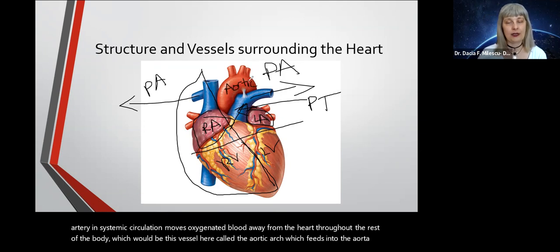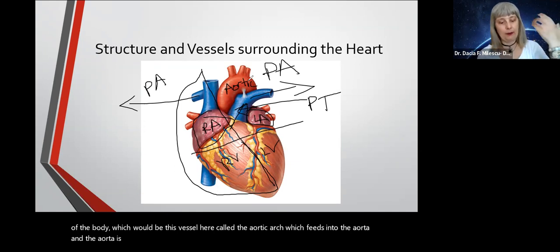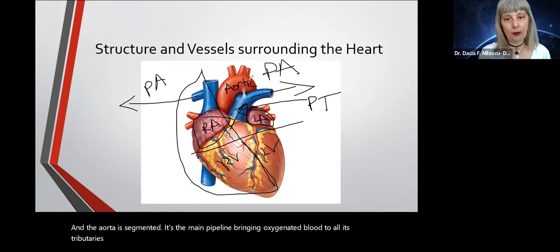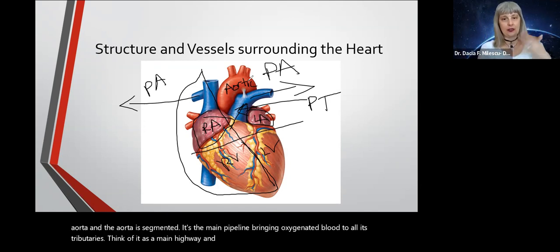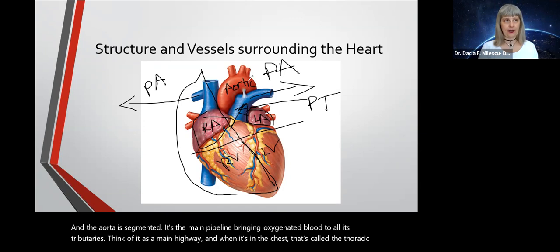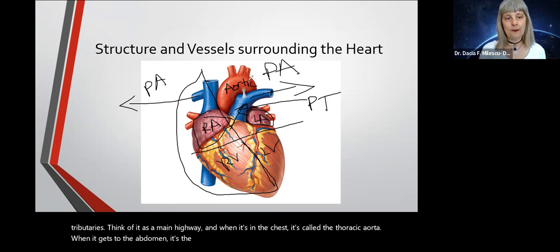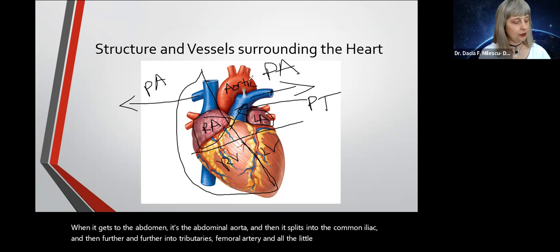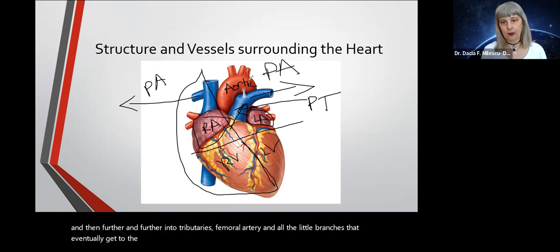And the aorta is segmented. It's the main pipeline bringing oxygenated blood to all its tributaries. Think of it as a main highway. And when it's in the chest, it's called the thoracic aorta. When it gets to the abdomen, it's the abdominal aorta. And then it splits into the common iliac, and then further and further into tributaries, femoral artery, and all the little branches that eventually get to the foot with dorsalis pedis, posterior tibial, and peroneal arteries.